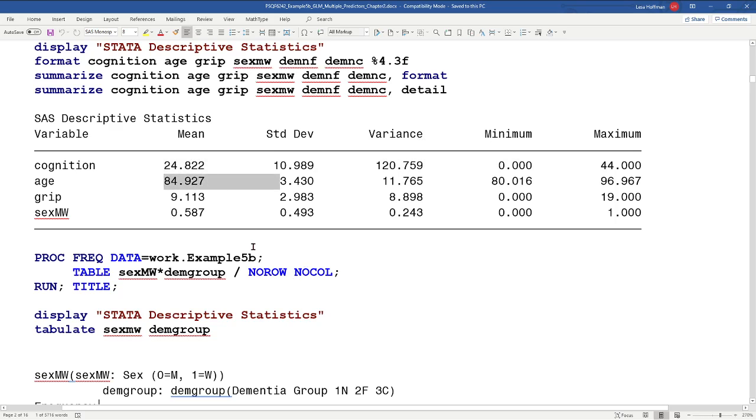Age has a mean near 85, so I picked 85 as a centering constant.